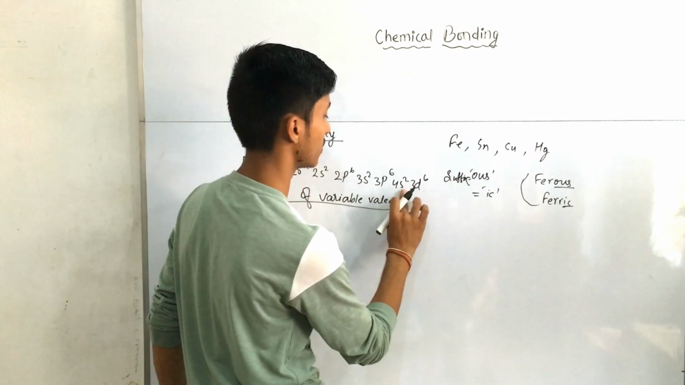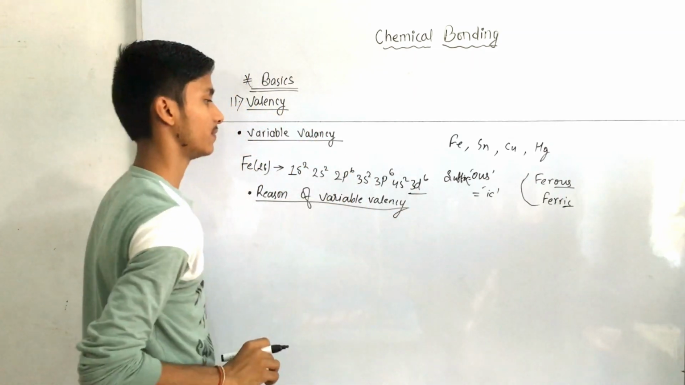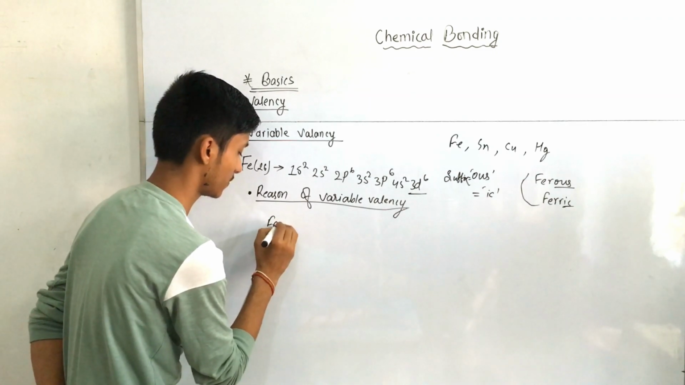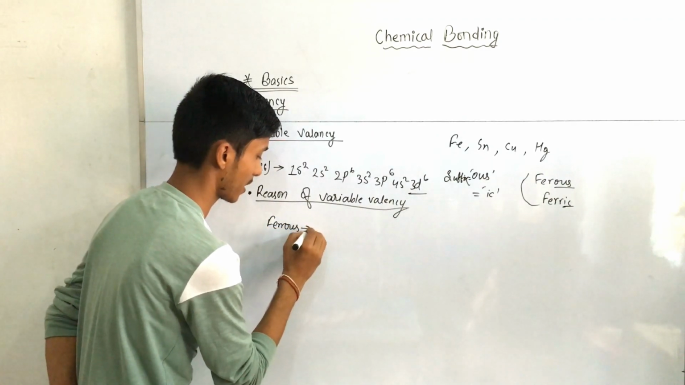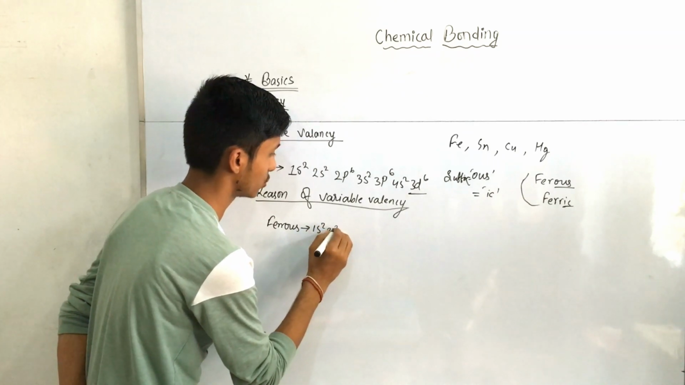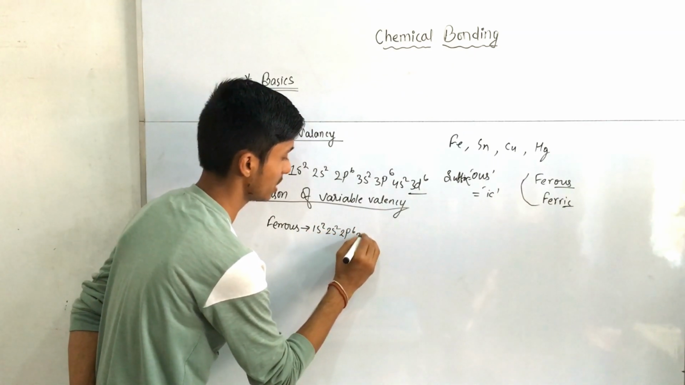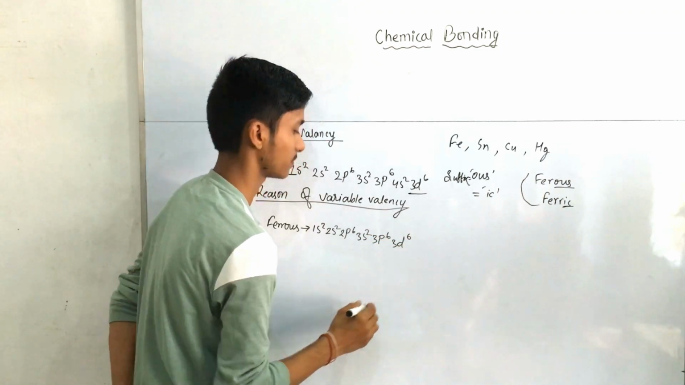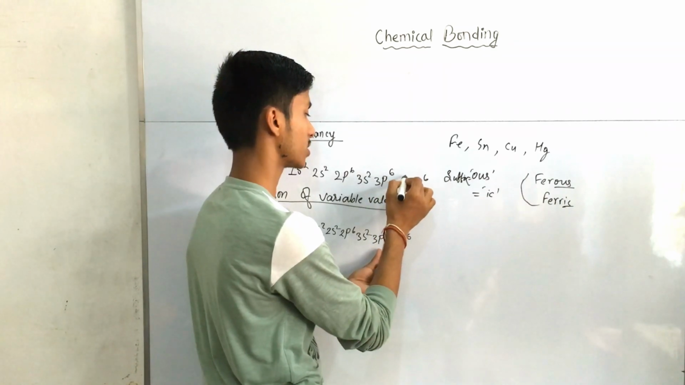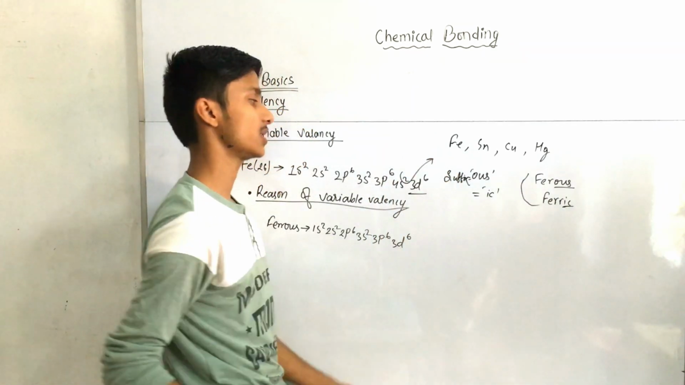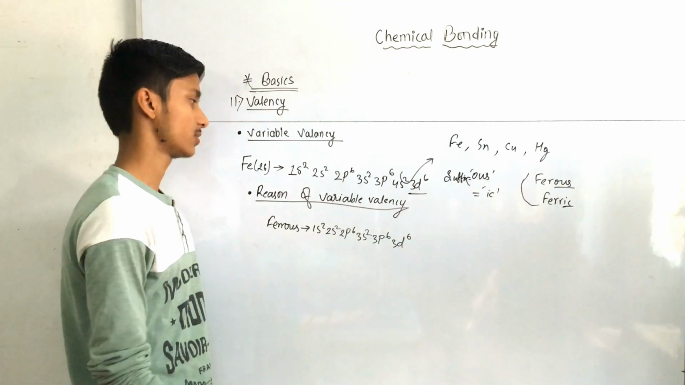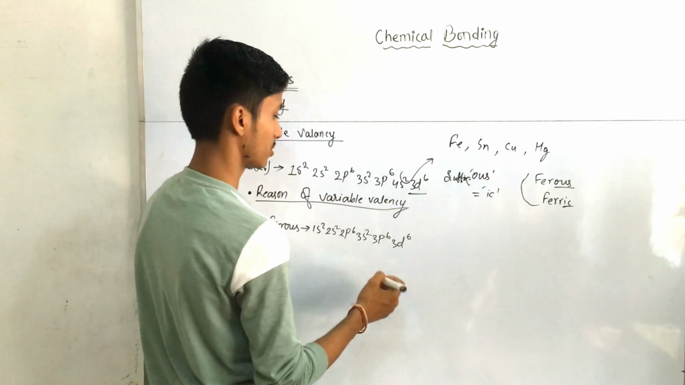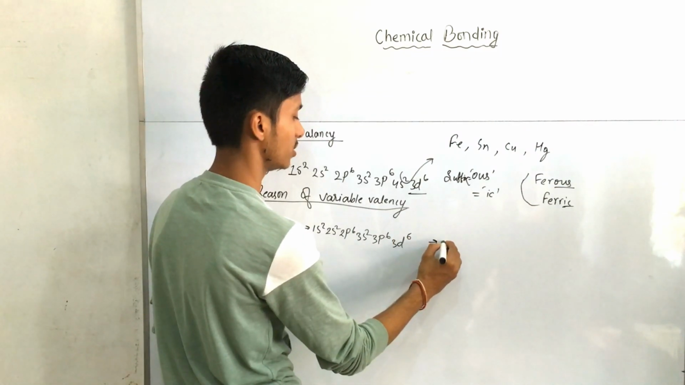In case of iron we see an incompletely filled d orbital. So in case of ferrous, what happens? The configuration is 1s2, 2s2, 2p6, 3s2, 3p6, 3d6. Here 4s2 just loses 2 electrons, because iron is a metal and it loses 2 electrons. Therefore it has valency 2.